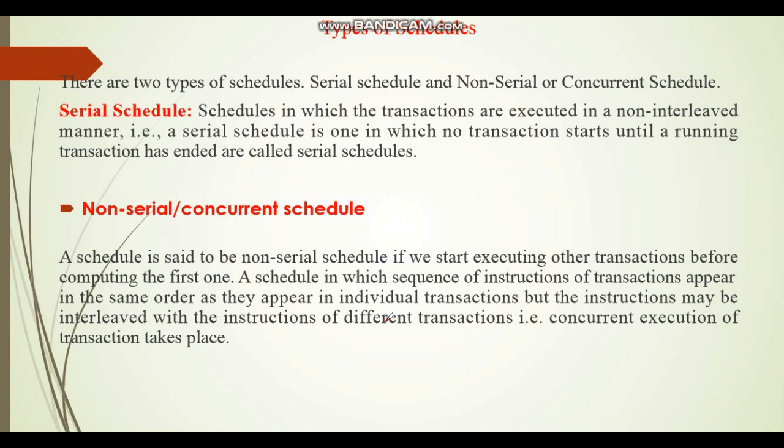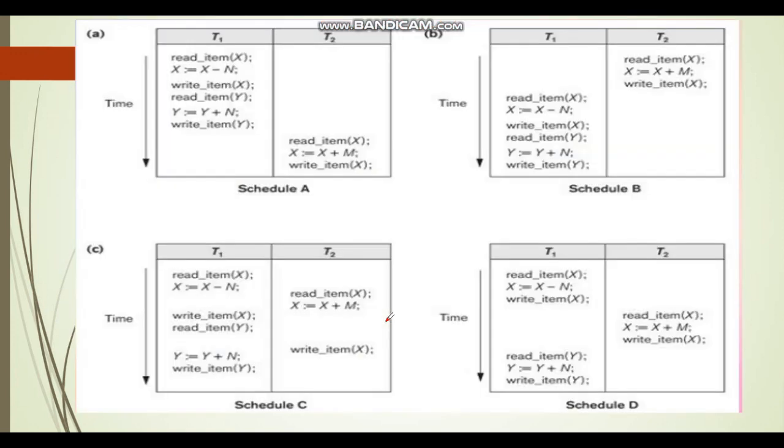Now we are going to see an example of this. Here you can see schedule A and schedule B are of the type serial schedule. See schedule A: there are 2 transactions, T1 and T2. Suppose at time T1, transaction T1 started execution. After the completion of this transaction, T2 came into the picture. So this is a serial schedule.